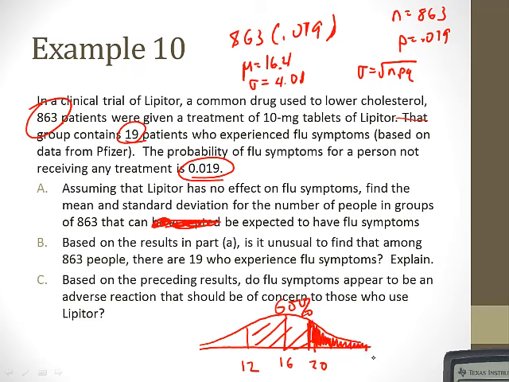But that is definitely bigger than 5%. Remember, 5% was sort of the rule I gave you. If it's more than 5%, then we can consider it unusual. Okay. Based on the preceding results, do flu symptoms appear to be an adverse reaction that should be a concern of those who use Lipitor? I'd say no, as it happens in the general population. Without any treatment, we get this much.